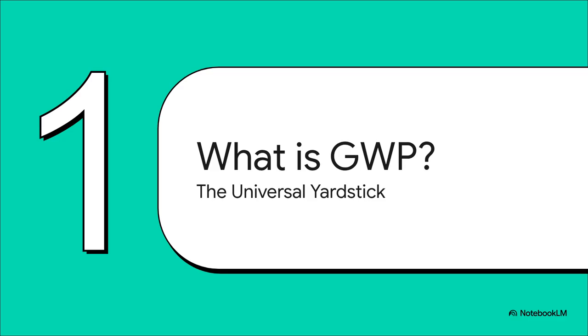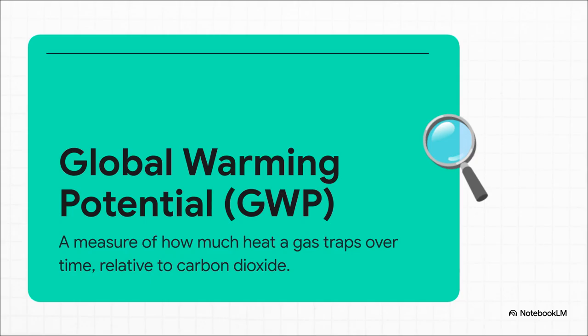And that solution, that clever idea, is a metric called global warming potential, or GWP for short. The best way to think about it is like a universal yardstick. It's one single ruler that lets us measure every single greenhouse gas, no matter how different they are, on the exact same scale.